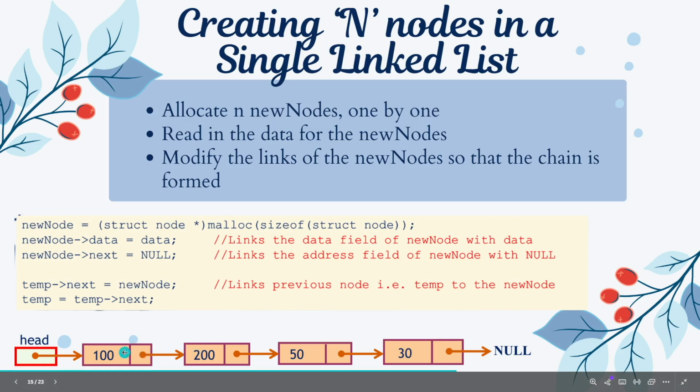Now, earlier this was temp; by this statement, hereafter 200 will become temp. Next time I may allocate memory for 50, at that time 50 will become temp, and finally when I allocate memory for 30, this is my new node, and I make temp move to this position with the help of temp is equal to temp next. Since 30 happens to be the last node in my list, its address part would be left as null. So, when we put these statements in a loop, that will facilitate us to create a chain of nodes of this form, and that makes up a single linked list.